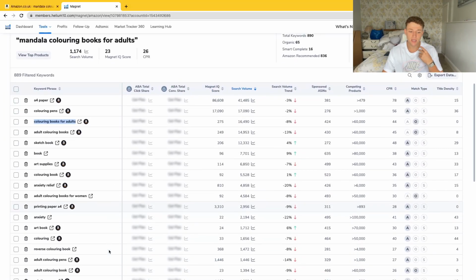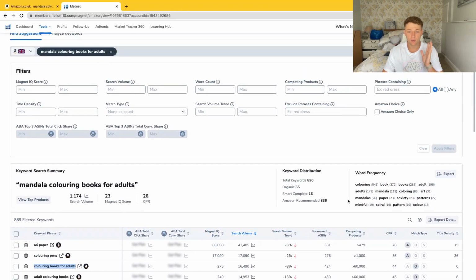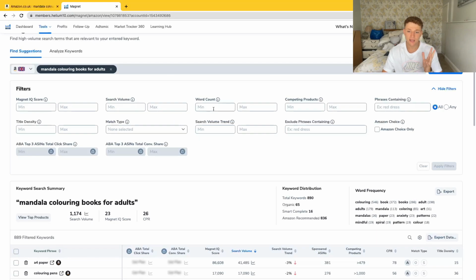And as you can imagine, the keyword coloring books for adults is just going to be way too competitive to expect yourself to rank for on page 1. And specifically high up on page 1. But one thing you can do is just keep going down all of these and look for keywords that have a good search volume and not many competing products. Or you can take all of that guesswork out for you and use Helium 10's filters.